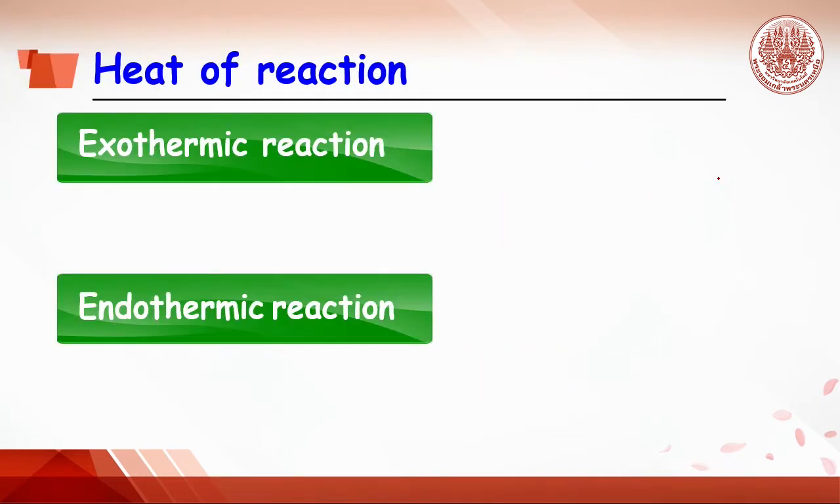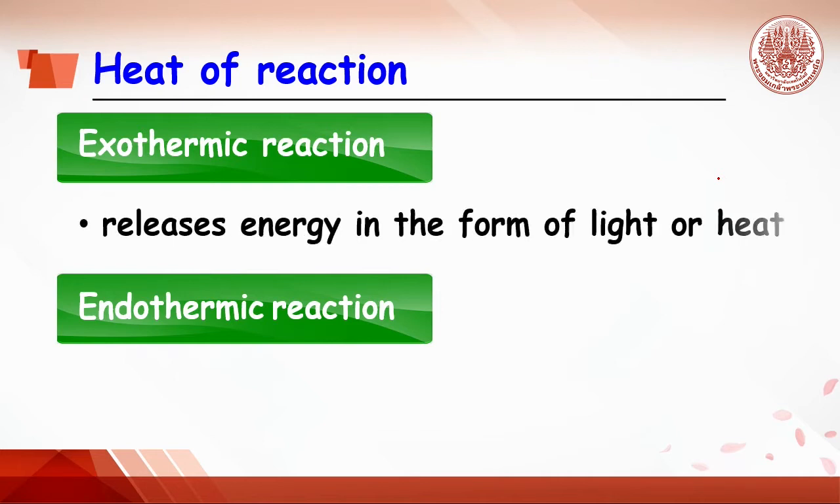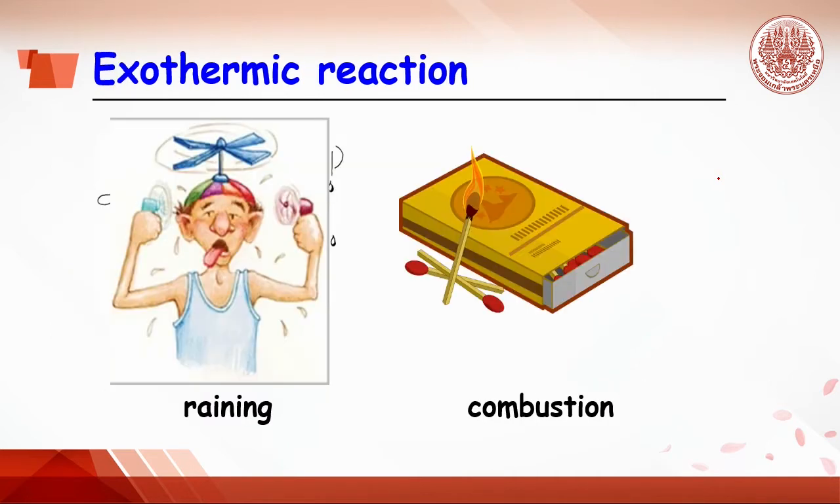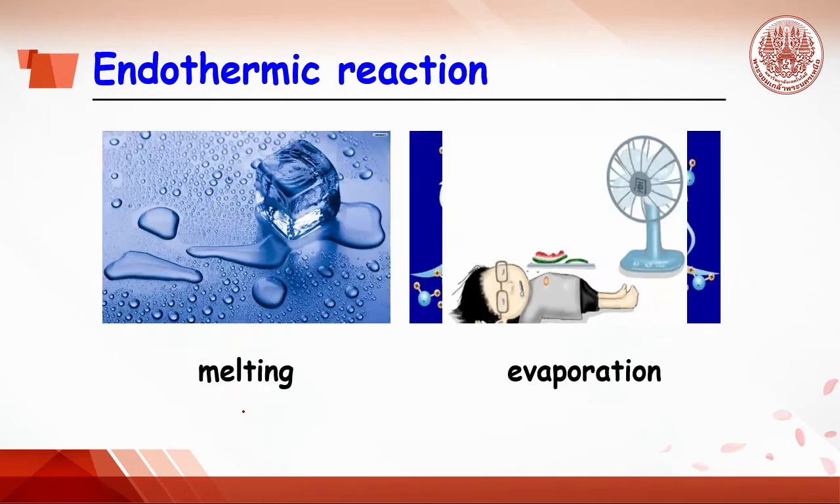The reactions can be classified as exothermic reaction, where the reaction releases energy, and endothermic reaction, where the system absorbs energy. For example, before raining, the weather is hot. This is because water vapor releases the heat and condenses to a water droplet. Combustion also releases heat. On the other hand, when ice melts, it absorbs heat from the environment, so you will feel cool.